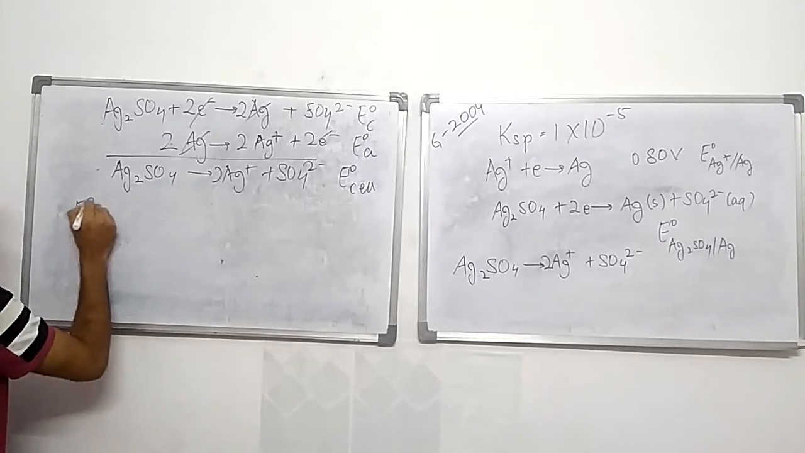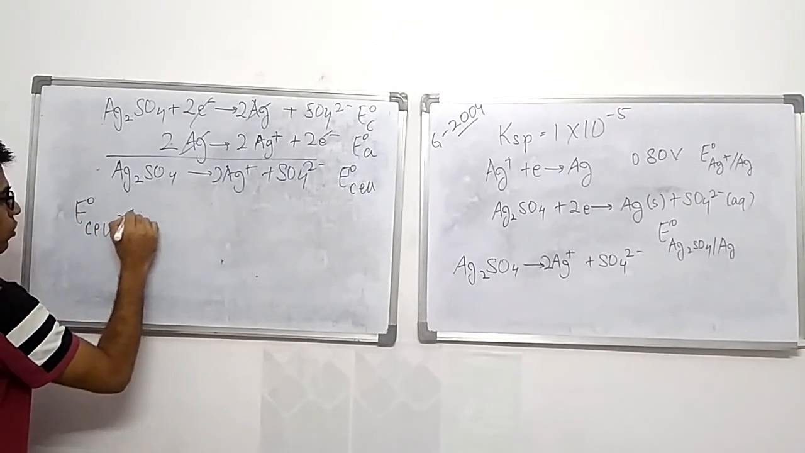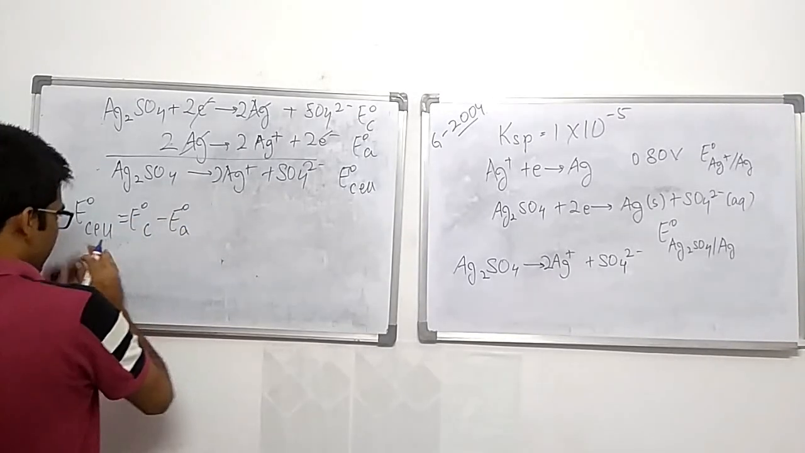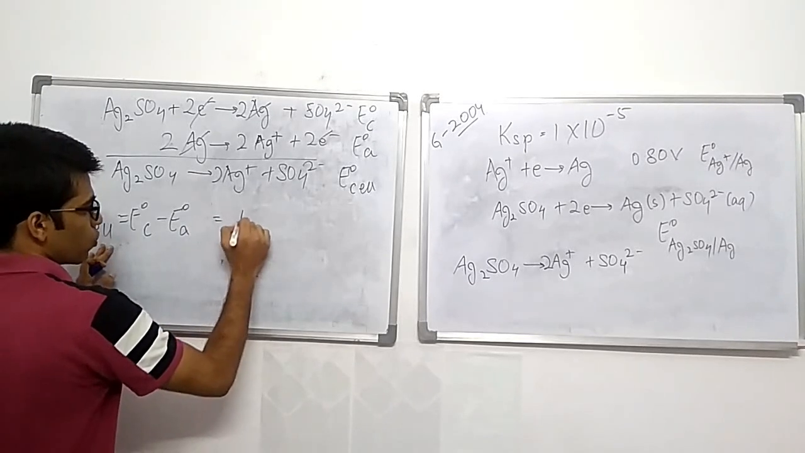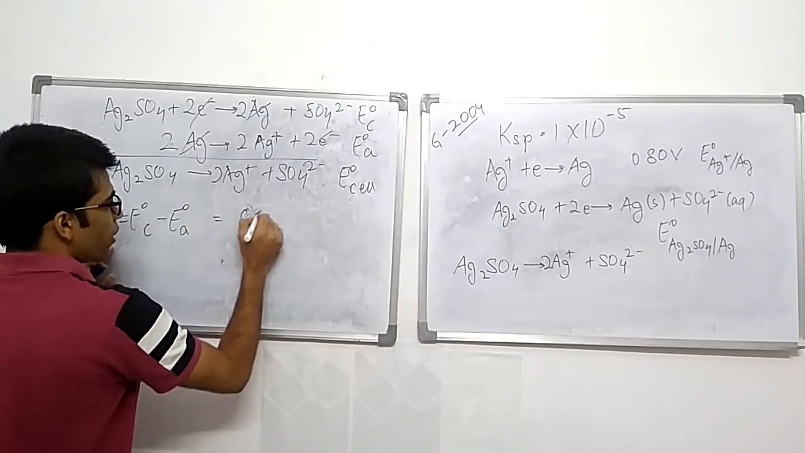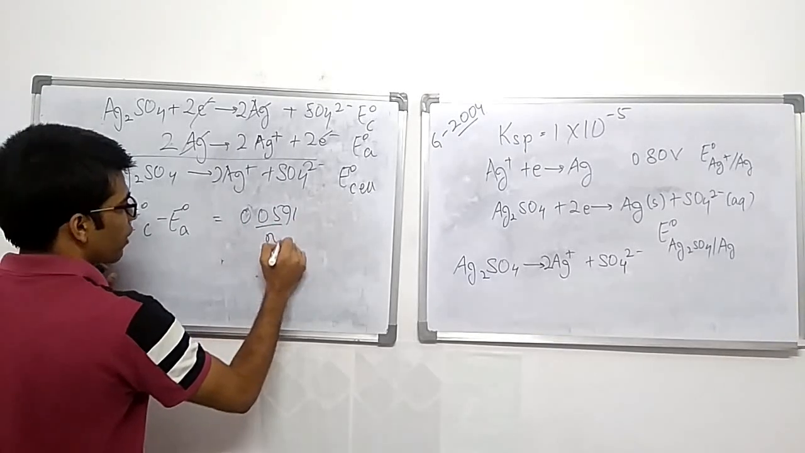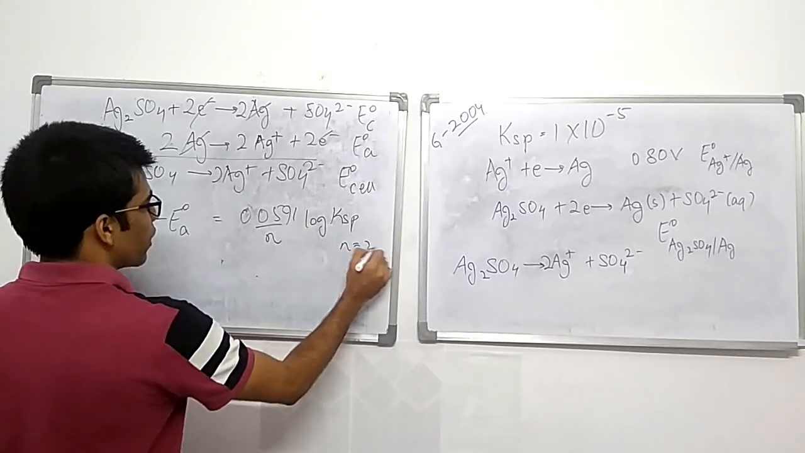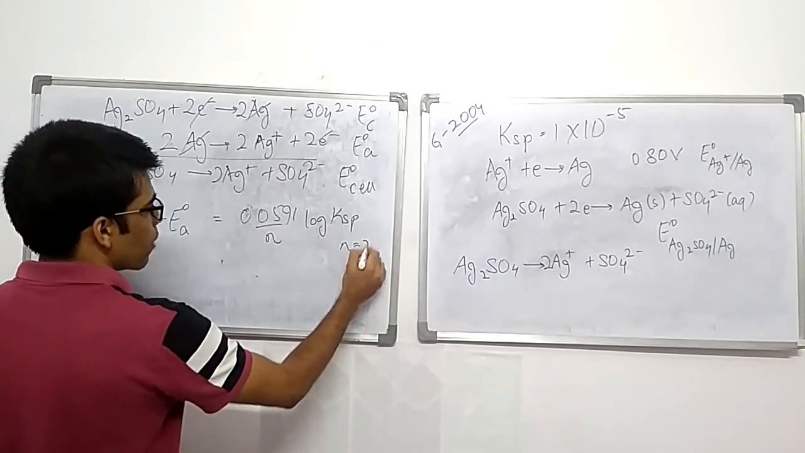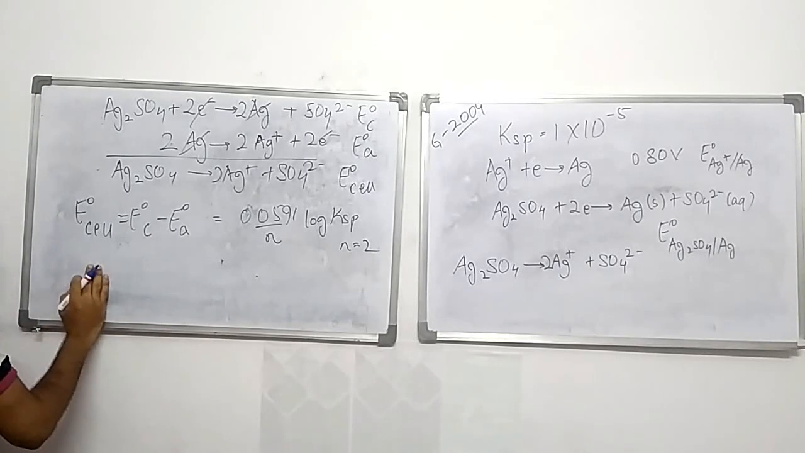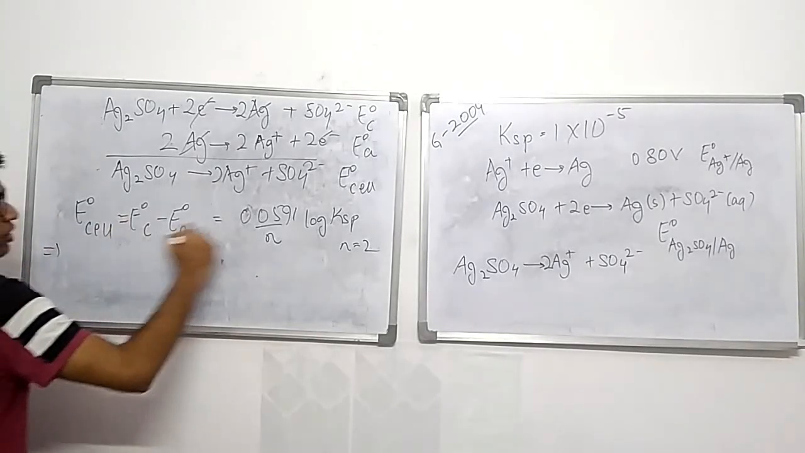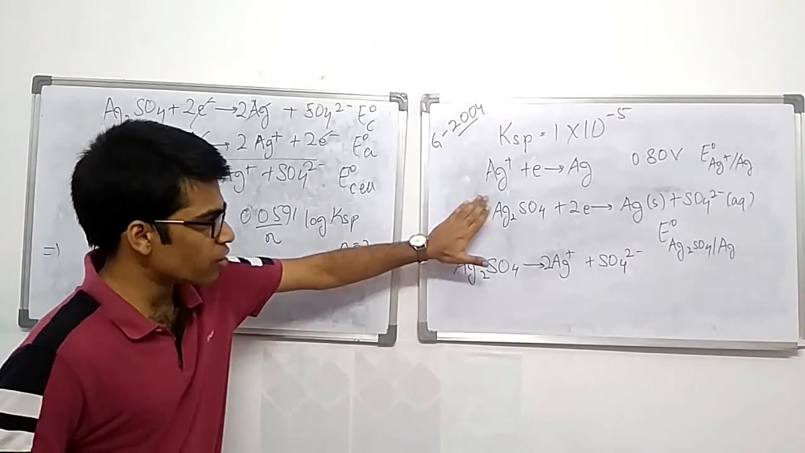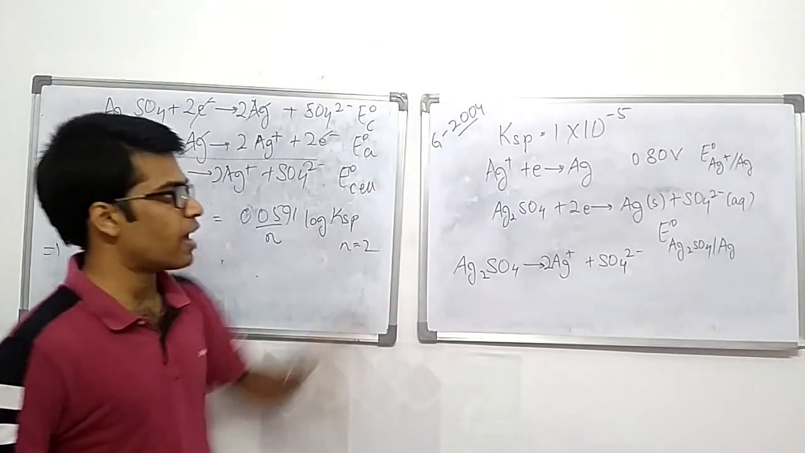So I get E naught cell is equal to E naught cathode minus E naught anode. This is my formula. And E naught cell we know is equal to 0.0591 by n log Ksp. N is what? N is 2. 2 electrons exchange is happening. Fine. So I will just take into consideration this part. E naught cathode, they have not given, they have asked to find for this. That means I have to find for the cathode. I have for the anode.